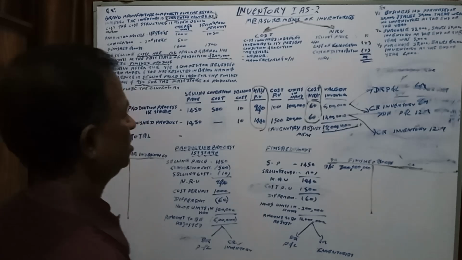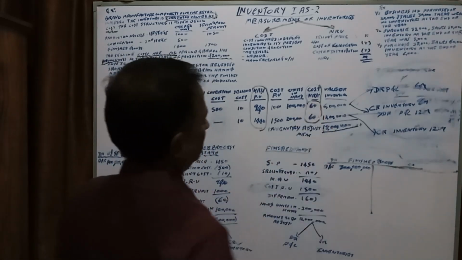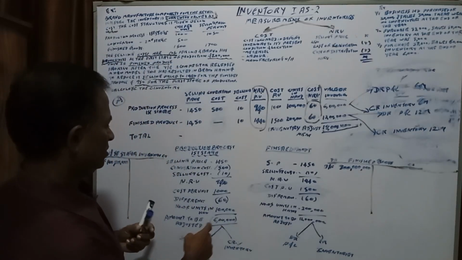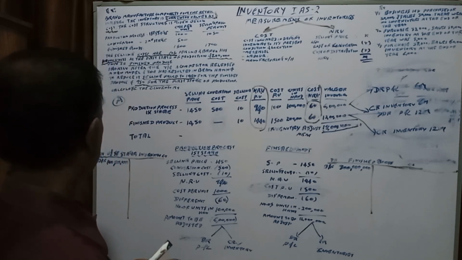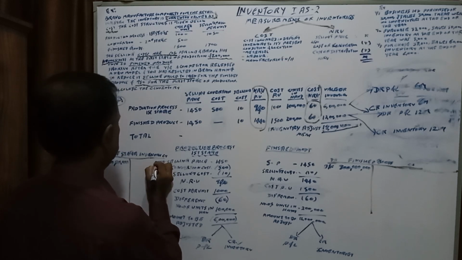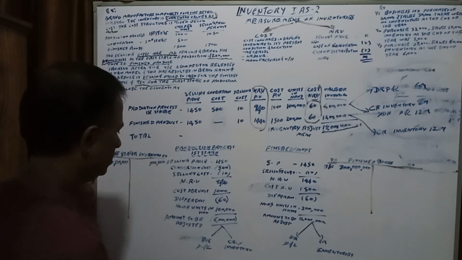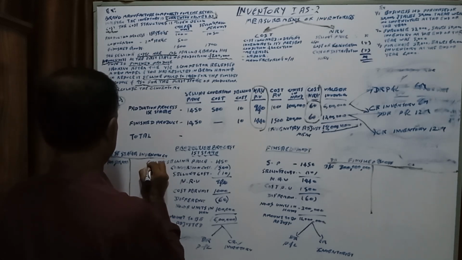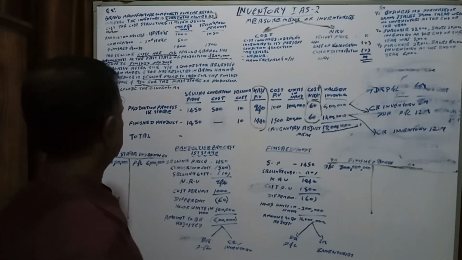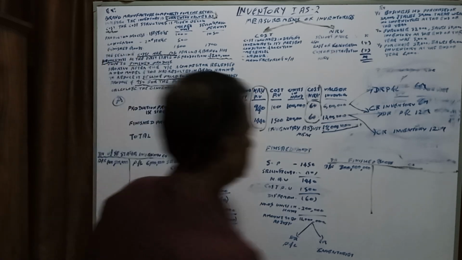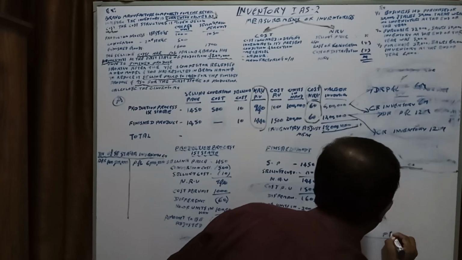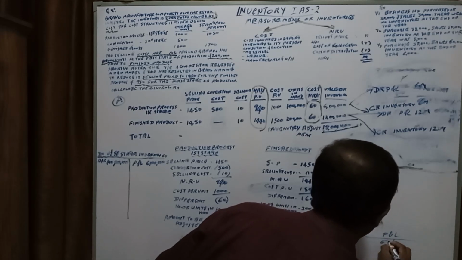940 into 100,000. So the difference is 60. We had to pass the entries for the difference. Here is the difference, 6 million. We had to credit the 6 million. This is for P and L, profit and loss. It will go to the profit and loss account. The profit and loss account will be debited 6 million.